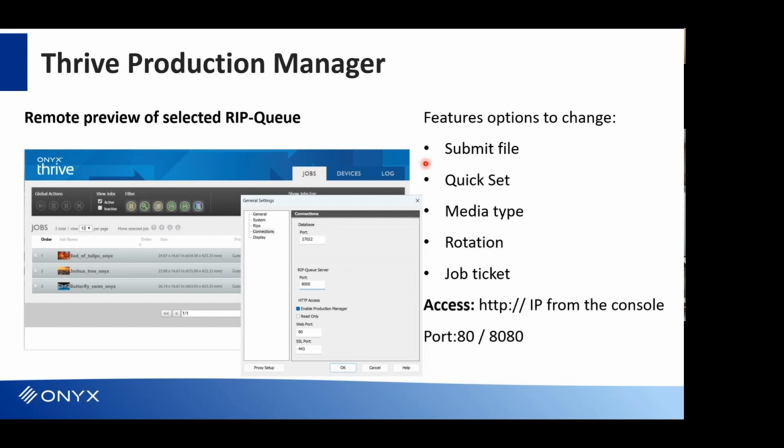How to use it? When we go to the RIP, I will show in the console, but in the bottom right corner where you have the console, there is an IP address, and if you put it in the web browser, you will get the production manager that you can play with already, which will be useful if there are a few machines, right? For one machine it might not be the best solution.